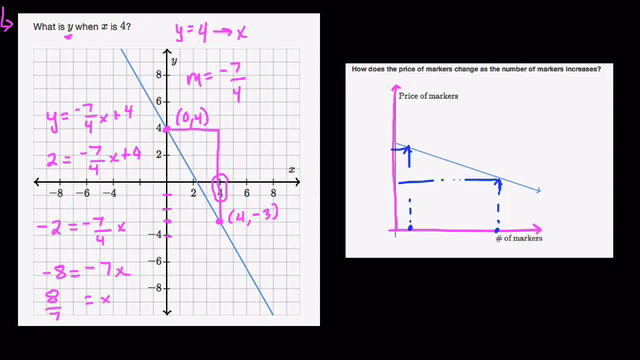You might come across a situation where it's not changing at all. That would be a flat line. Or the price might be increasing, which would be a positive slope. All of these things can come up.